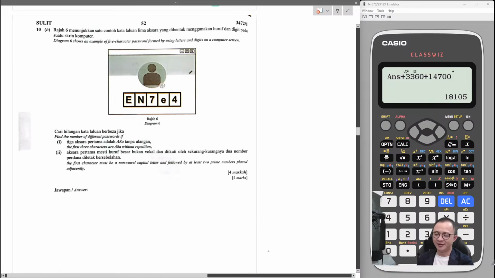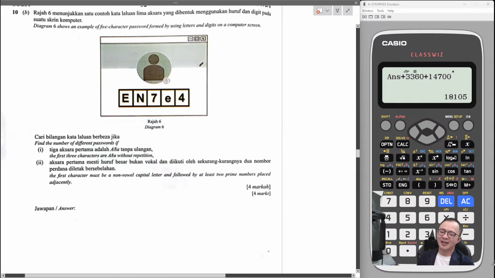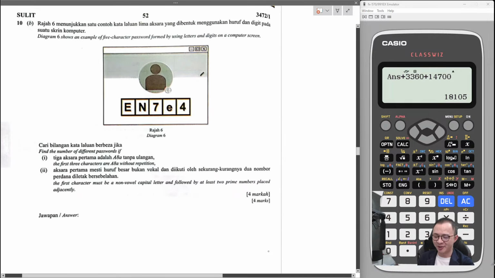Okay, number 10. Alright, this one, I literally made a separate video to explain about this one, because it's a K-bar, definitely.